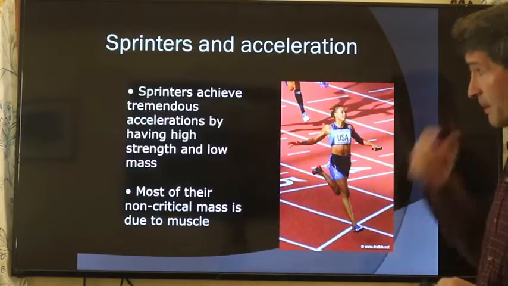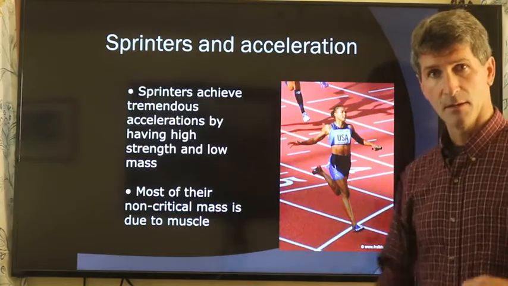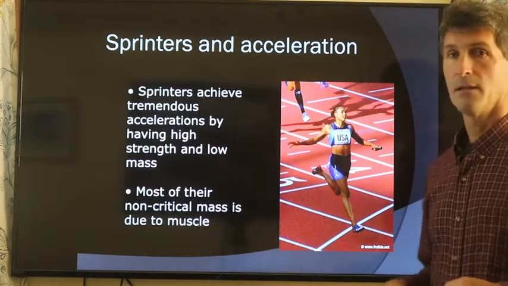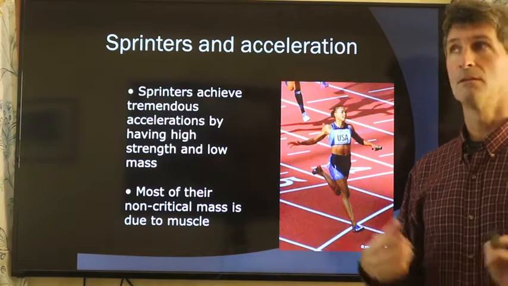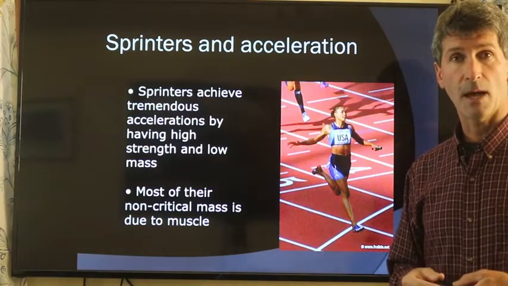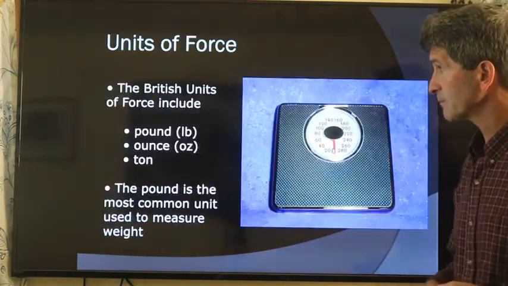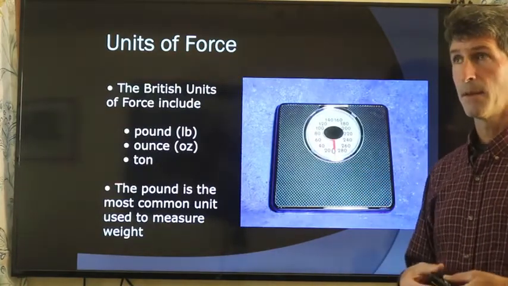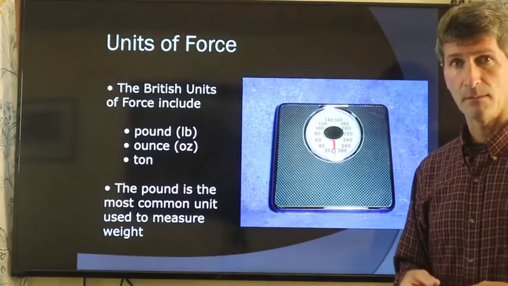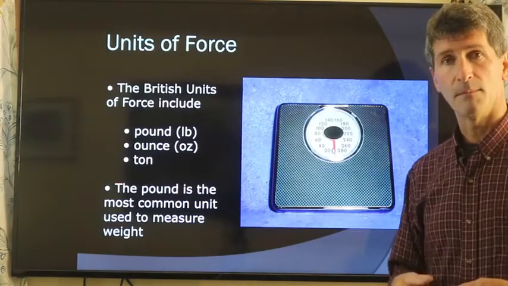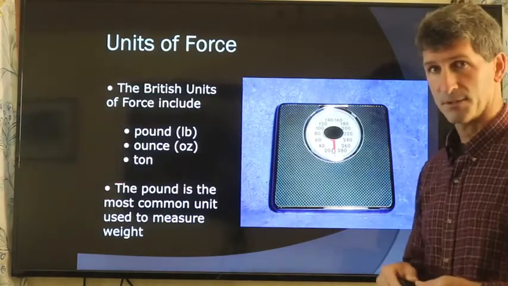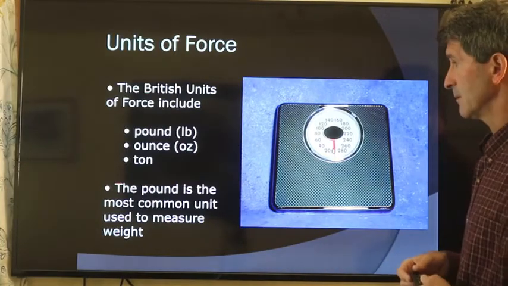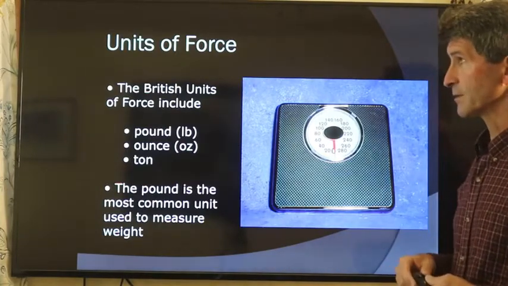Sprinters achieve a tremendous amount of acceleration by having high strength. They're very muscular, yet they have very little fat on them that would add to their mass. Same thing with most runners. They want to maximize the amount of force they can create, okay, and minimize the amount of mass that's going to drag down their inertia or increase their inertia.